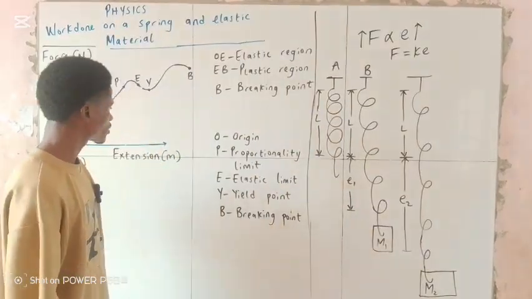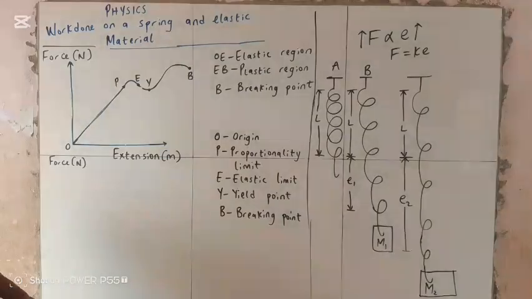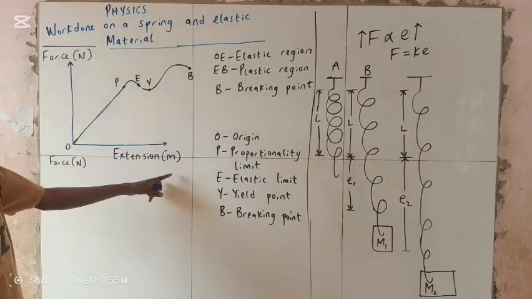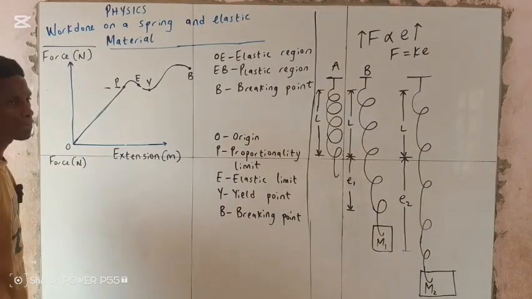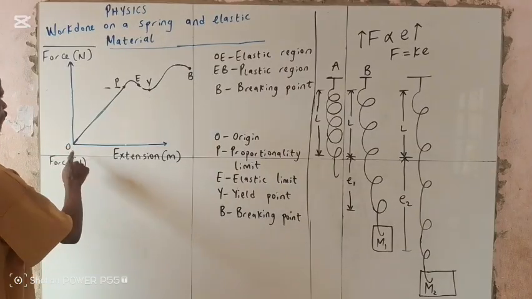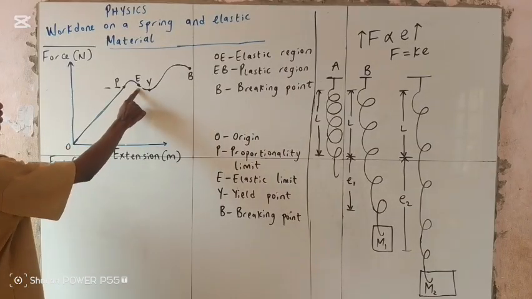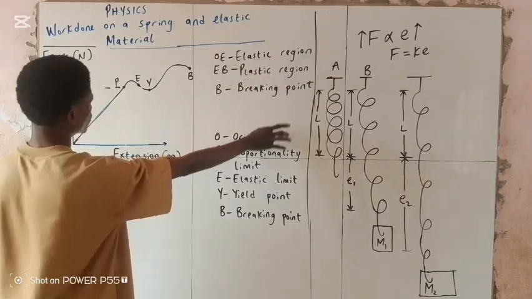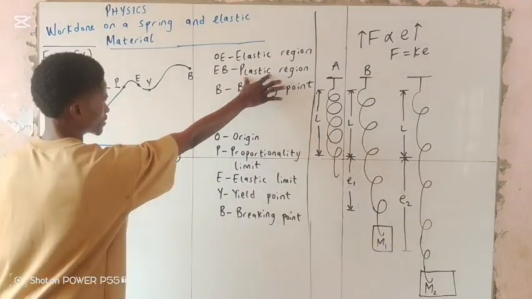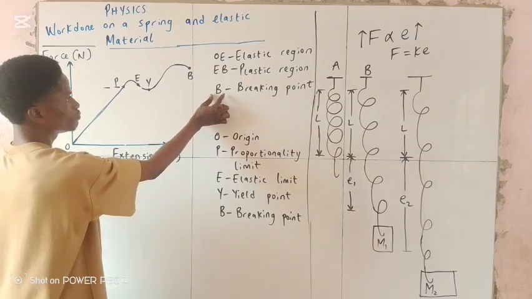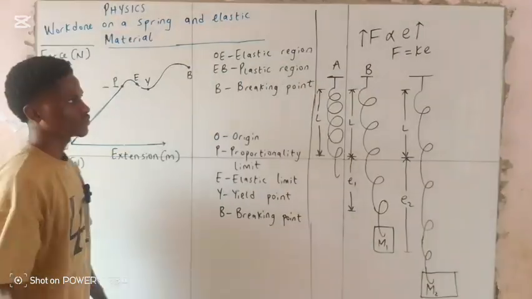Okay, with that being said, from this graph here, we have this. Any question here? Alright, we have from O to E as the elastic region. From E to B is the what? The plastic region. And B is the what there? The breaking point.